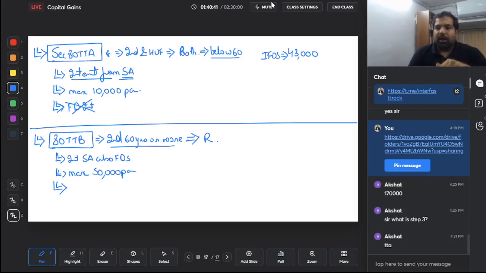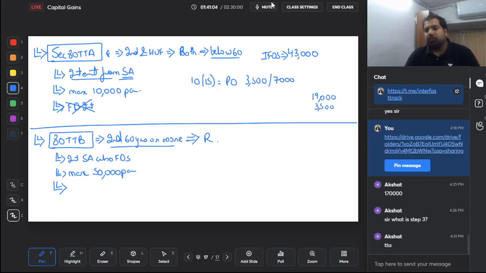Alright guys, while we look at both of these, we already know an exemption under section 10(15) from your post office savings account. From post office, if you get interest, 3,500 and 7,000 is exempt anyways. So first you have to remove it and then take this exemption. Example, what if from the post office you get interest of 19,000? Then from 19,000, first remove 3,500. So that is 15,500 will go into my IFOS. Yes. And from 15,500 you'll get a deduction of 10,000 if you're in this section, and maximum 50,000 if you're in this section.